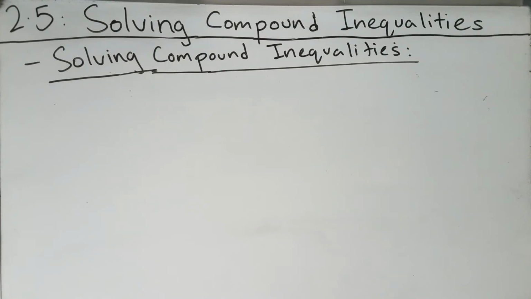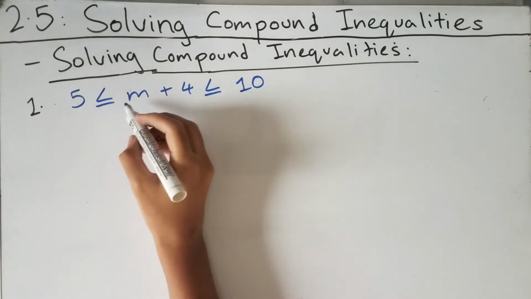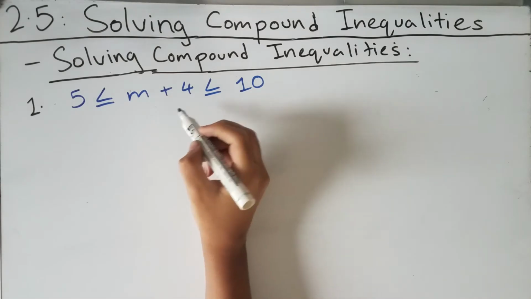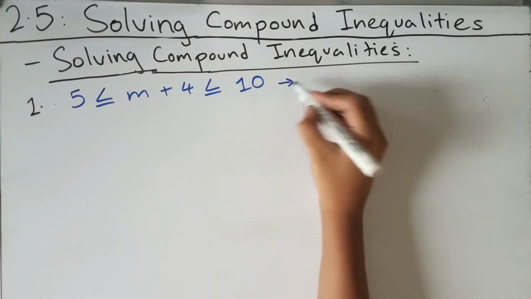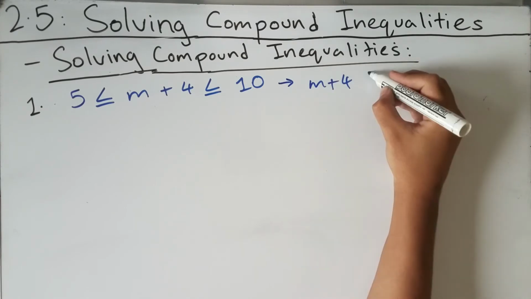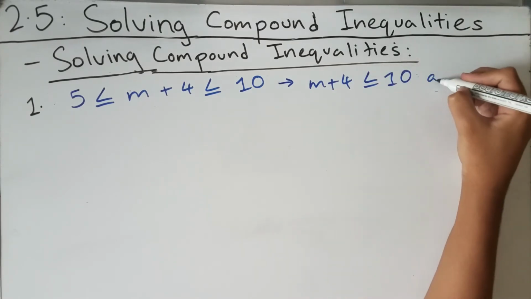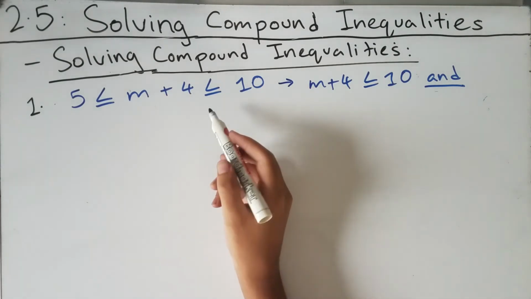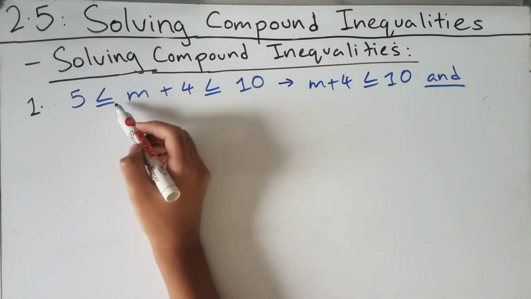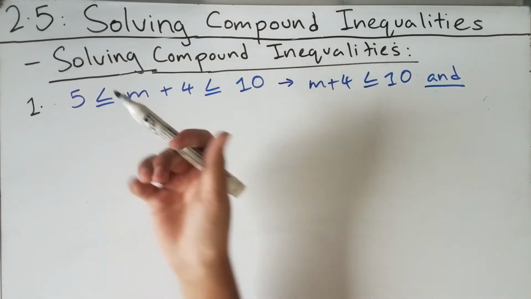Now let's solve for some variables in some examples of compound inequalities. So in this first compound inequality, we're given that 5 is less than or equal to m plus 4, and m plus 4 is less than or equal to 10. So in other words, this means that m plus 4 is less than or equal to 10, and the second constraint placed in this inequality is that m plus 4 is greater than or equal to 5 if you flip around the sides.